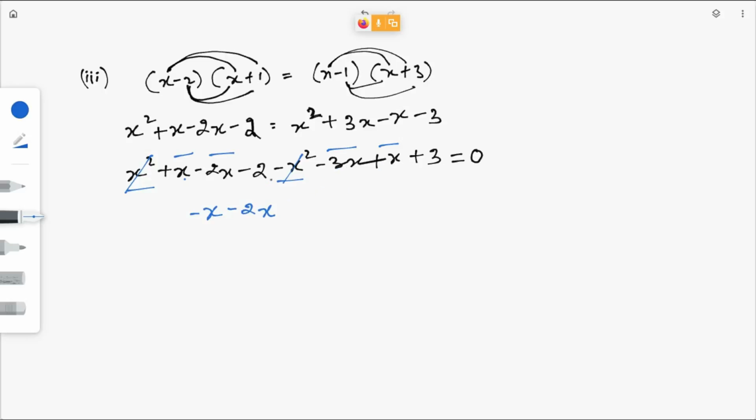Okay. So we are done with the x terms. Then we have this minus 2 here and then plus 3. So what will you get? Minus 2 plus 3 is plus 1. Okay. So, you know how to operate these integers, right?